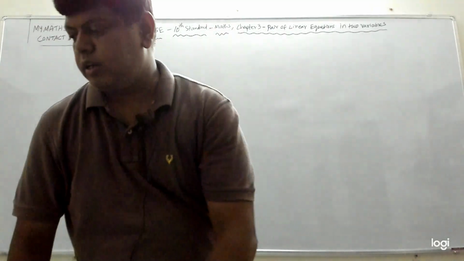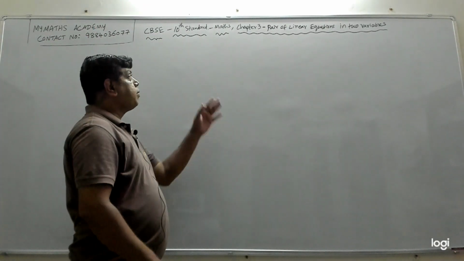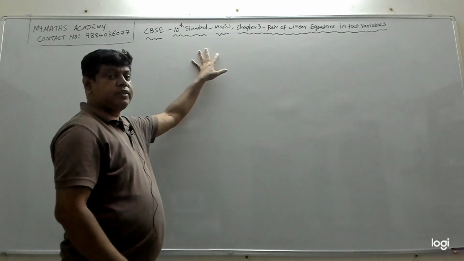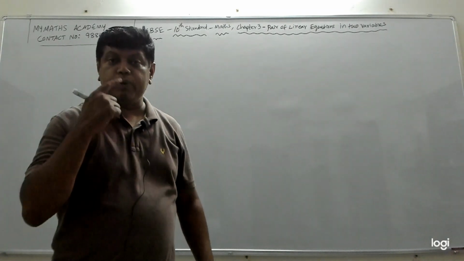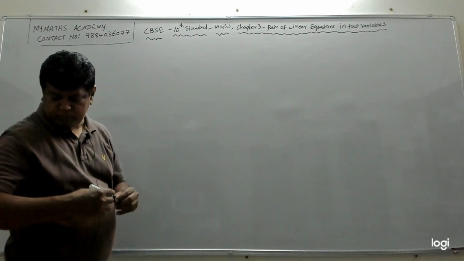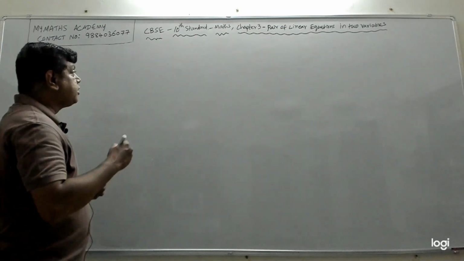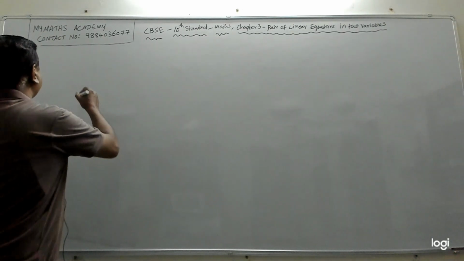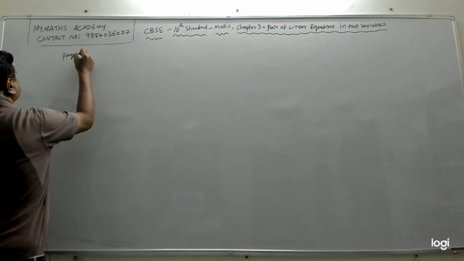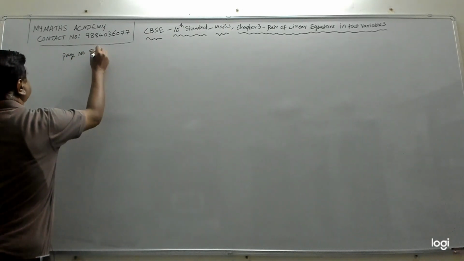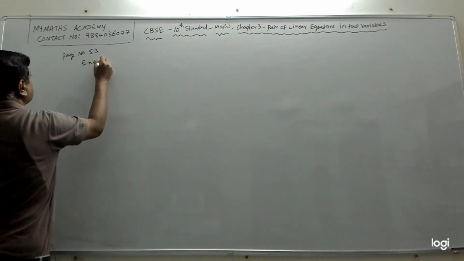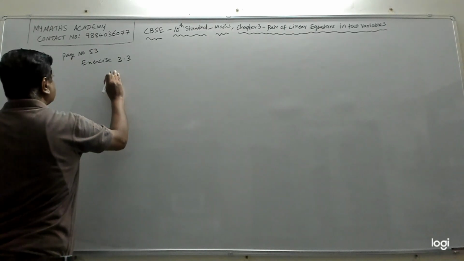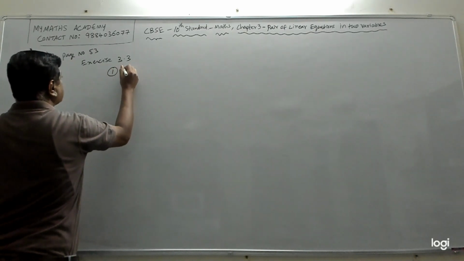In this session, we will continue with the pair of linear equations in two variables chapter from CBSE 10th standard Maths, and we will continue with the exercise 3.3 on page number 53. Page number 53, exercise 3.3, and we have to continue with the first problem, sixth sub problem.